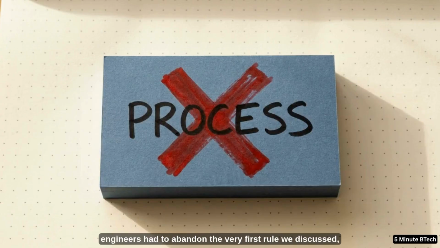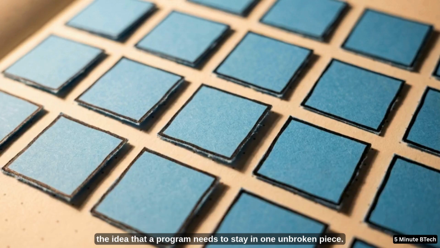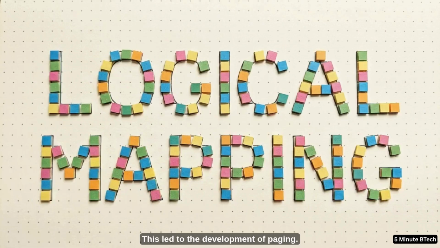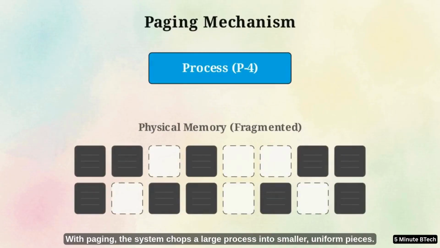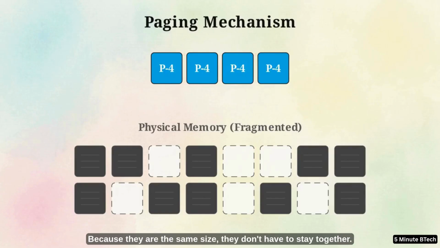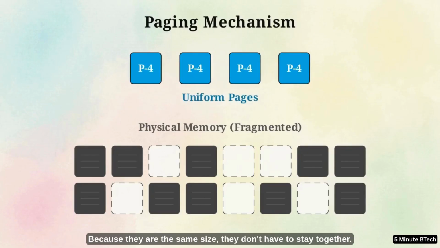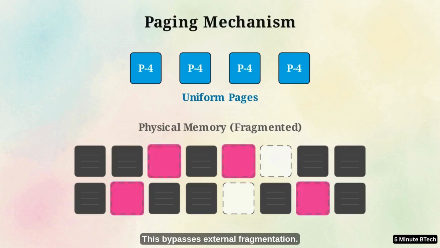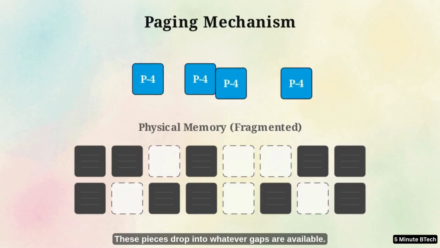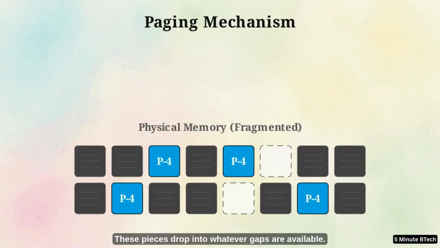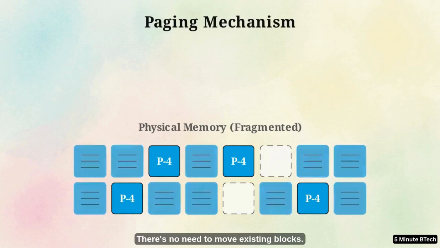To move forward, engineers had to abandon the very first rule we discussed, the idea that a program needs to stay in one unbroken piece. This led to the development of paging. With paging, the system chops a large process into smaller, uniform pieces. Because they are the same size, they don't have to stay together. This bypasses external fragmentation. These pieces drop into whatever gaps are available. There's no need to move existing blocks.